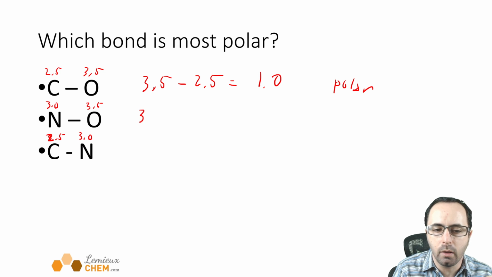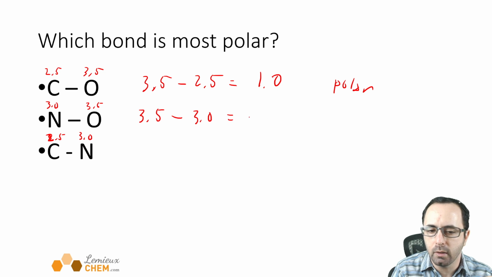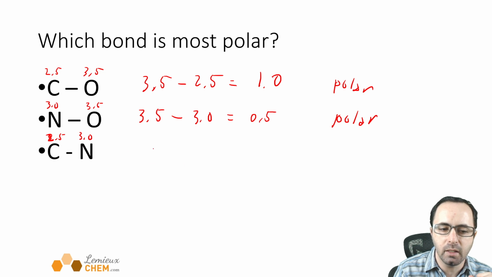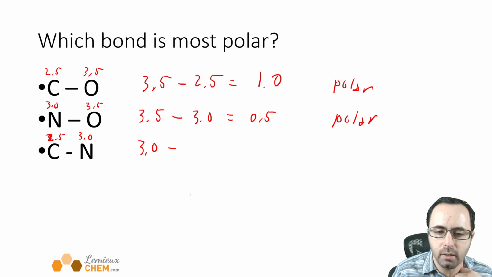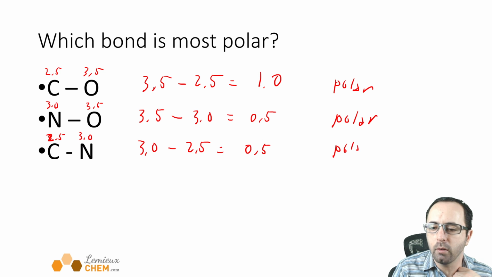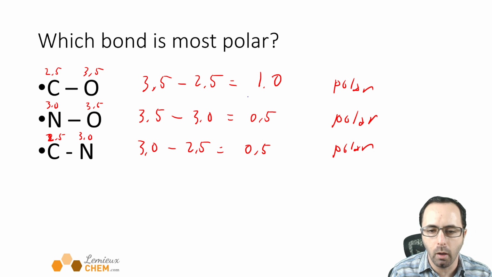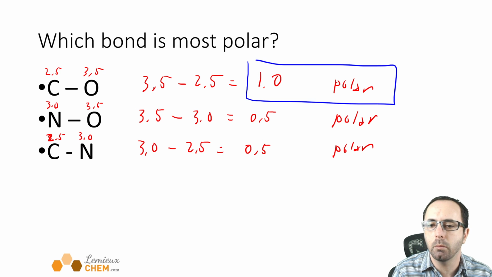For the next one, oxygen is 3.5. For nitrogen, it's 3.0. And so the difference here is 0.5. So this bond is also polar, but it's less polar than the carbon-oxygen bond. Finally, nitrogen has the higher of the two here, 3.0 electronegativity for nitrogen, 2.5 electronegativity for carbon. So the difference is 0.5. This bond is also polar, but the most polar bond is the carbon-oxygen bond.